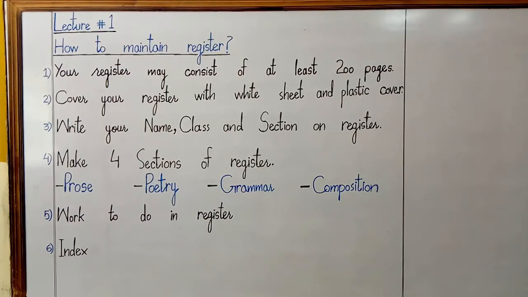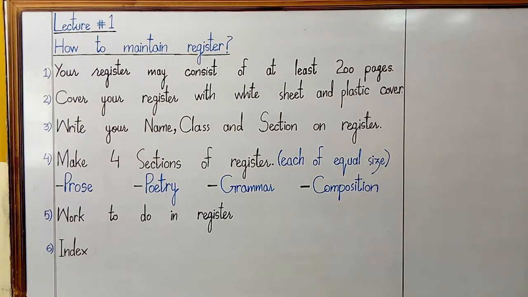Then point number 4, make 4 sections of your register: prose, poetry, grammar and composition. Each of these 4 sections should be of equal size, which means if your register consists of 200 pages, each section will contain around 50 pages each.